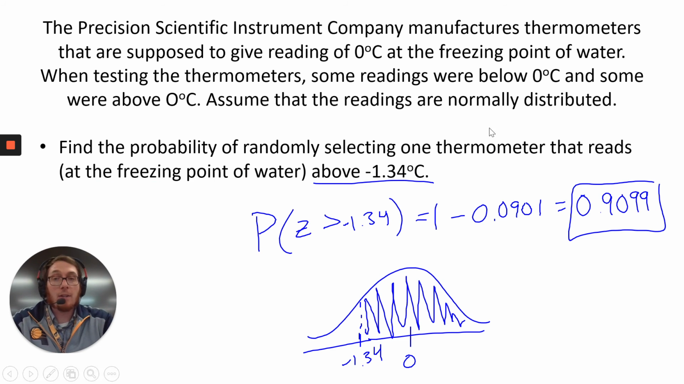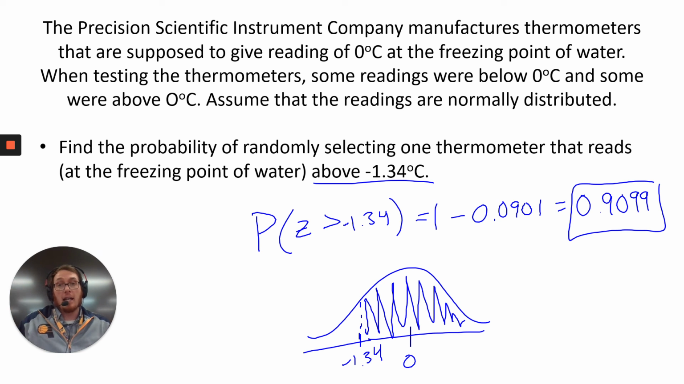The next one says I want the reading to be above negative 1.34. I can draw that out. Here's negative 1.34. It's less than 0. I draw that, but I want numbers above. So I want the area actually to the right, not the area to the left. So what I've done is gone to negative 1.34 on my table. And once I find that, I match those up, negative 1.3 and 0.04, and that's 0.0901. Make sure you're able to find that on your table.